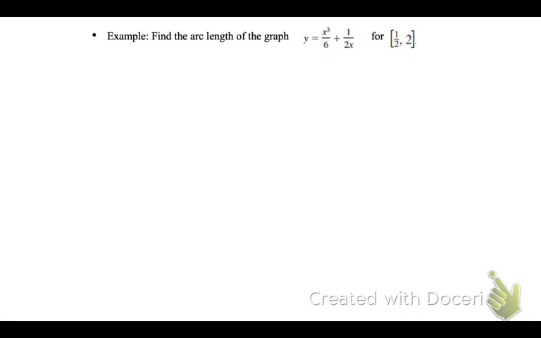Find the arc length of the graph y equals x cubed divided by 6 plus 1 over 2x from 1/2 to 2. So s is arc length. The integral from what to what? 1/2 to 2. The square root.